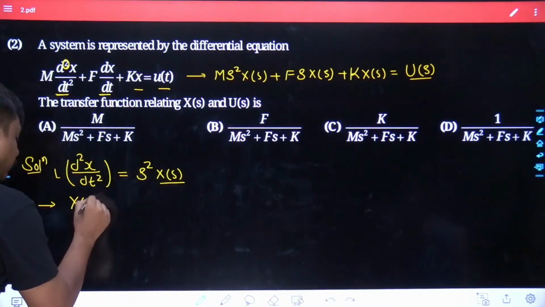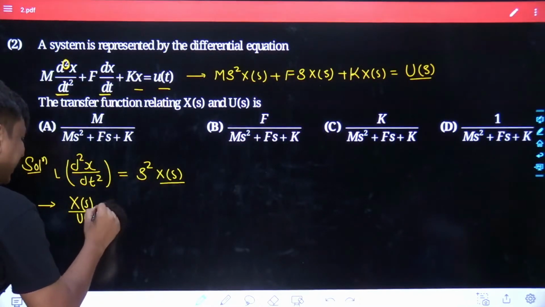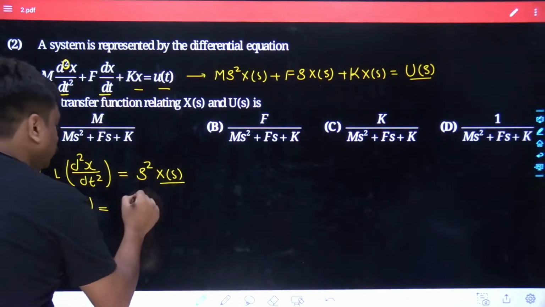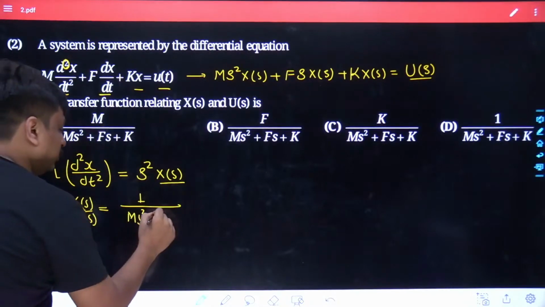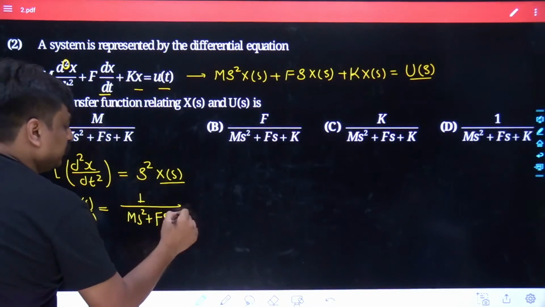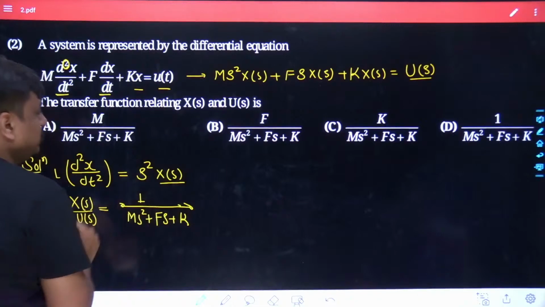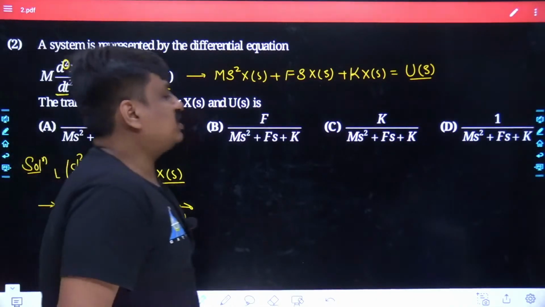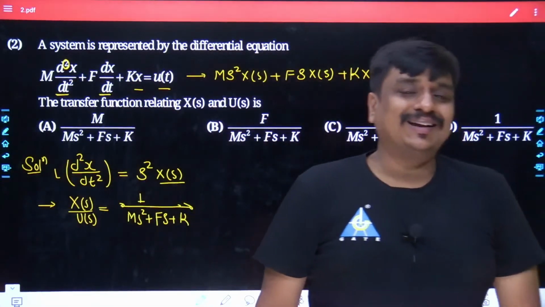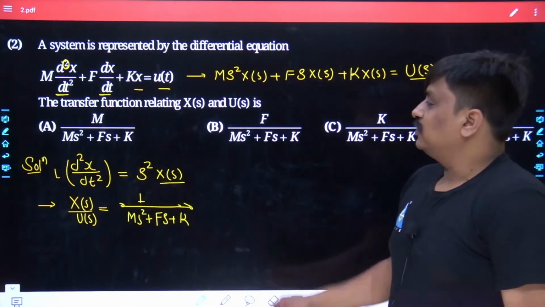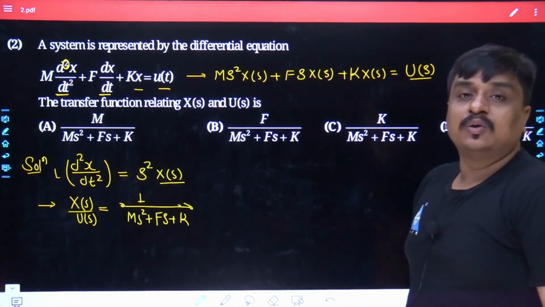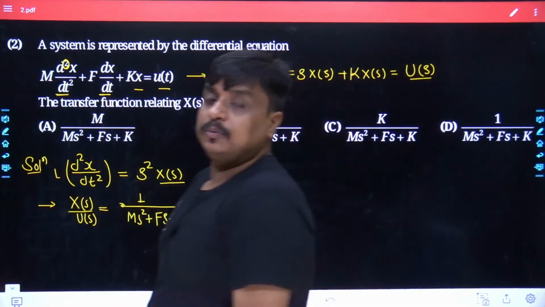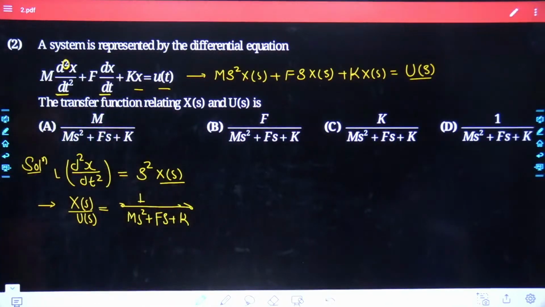I know many of the students would also have doubts, sir, how did you know which was the output and which was the input? I would show you. So here it is going to be m s square plus f s plus k. Now I would like to ask each one of you which is the output and which is the input, because that clarity must be there in your thought. Many times the differential equation is present in the question, but students are not able to relate which is the input and which is the output. May I know, out of u as well as x, which is the input and which is the output?